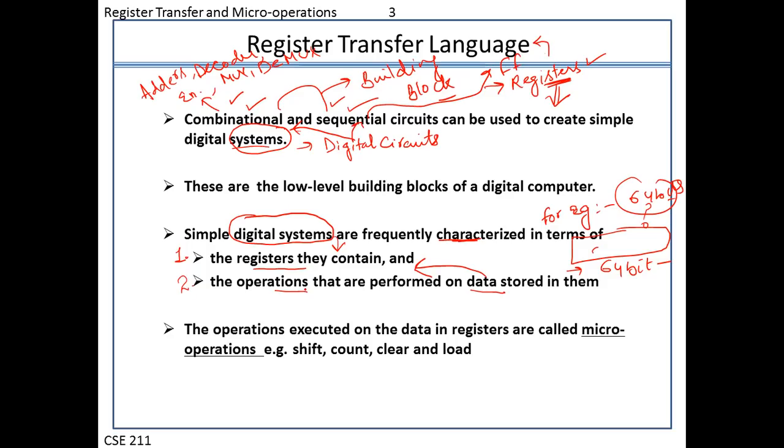Later on, as we were also discussing, what kind of operations can I perform on this particular register? I will call those operations a shift microoperation, or performing a count function, or loading new data. Any particular kind of operation will be called a microoperation. So a very important term to understand is what is a microoperation. Microoperations are those operations which we basically execute on the data present in the registers which are available with us.